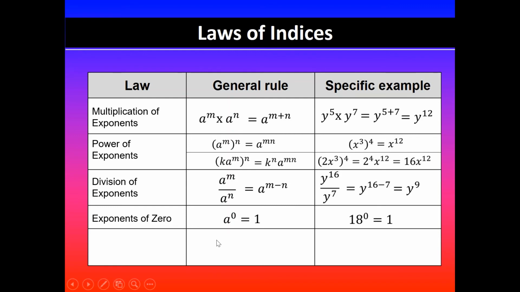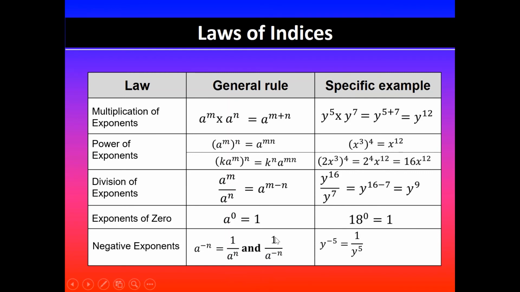And then the final one that you may need to remember for this paper is negative exponents. If you're given a negative exponent, that means a to the power of negative n, so the power here is negative. This can be written as 1 over a to the power of positive n. So we get a fraction form. And an example, if you're given y to the power of negative 5, this is the same as saying it's 1 over y to the power of positive 5.